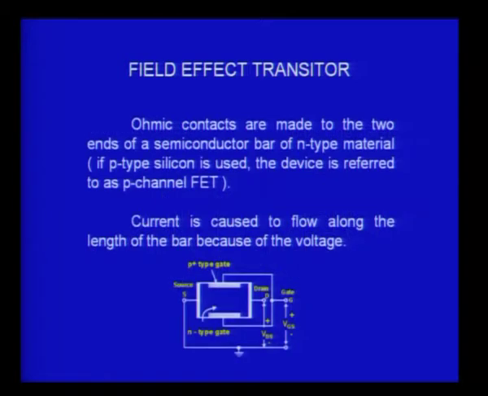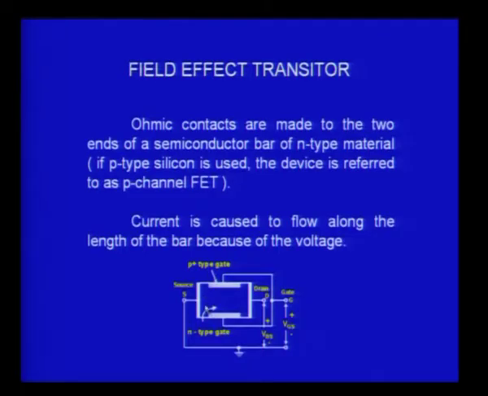Now basically what is the field effect transistor? It is nothing but a simple silicon block. You see here on the screen, you have a silicon block, and this is an N type or a P type. Let us assume that this is N type. Then you find there are two regions here which are called the P plus type gate. P plus means heavily doped P type.